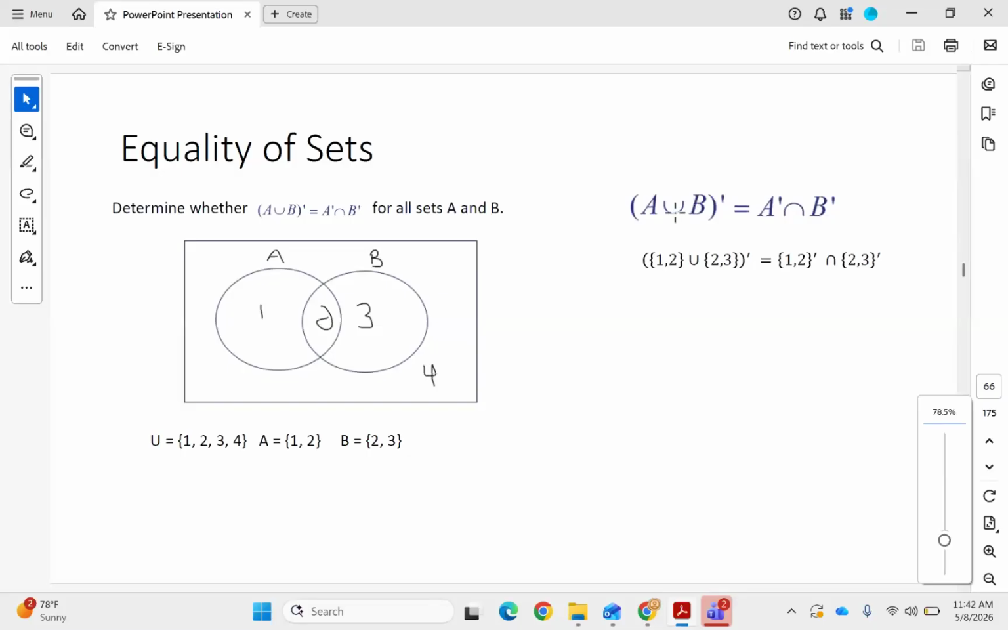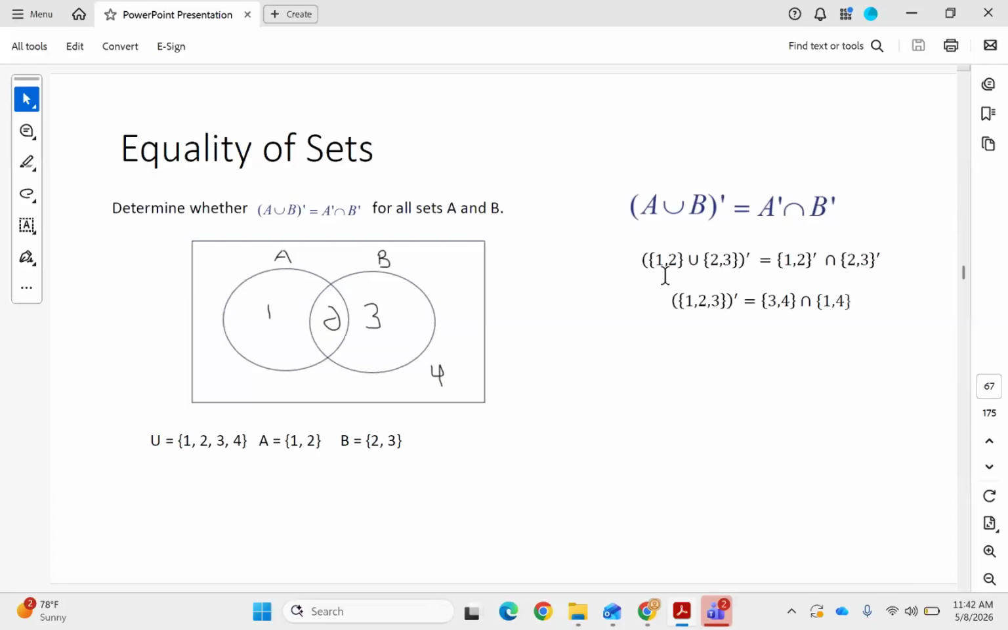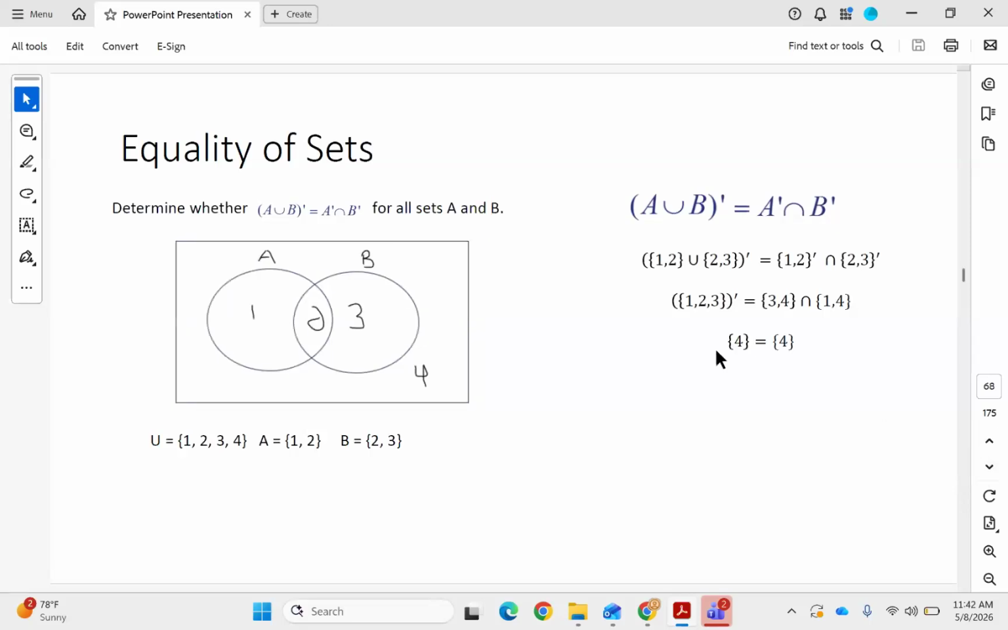Well, when you do the union of A and B, you're putting together 1, 2, union 2, 3, and then the complement. The union of 1, 2 and 2, 3 would be simply 1, 2, and 3. We don't repeat. And if you do the complement of that, that would be whatever you left out, which is just 4.